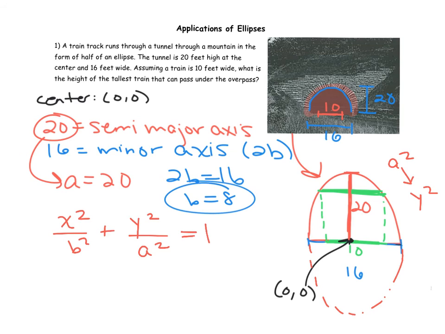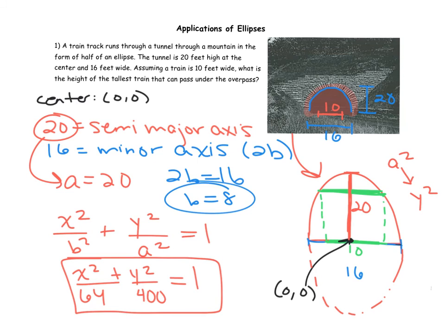This all equals 1. So I'll have x squared over b squared, so b is 8, and 8 squared is 64, plus y squared all over a squared, and a is 20, and 20 squared is 400, equals 1. So this is our equation for the ellipse. Now the question is asking, well, let's go back and read. So now that we have the equation for the ellipse, and that's great, this is probably one of the harder steps, now we just need to go back and read.